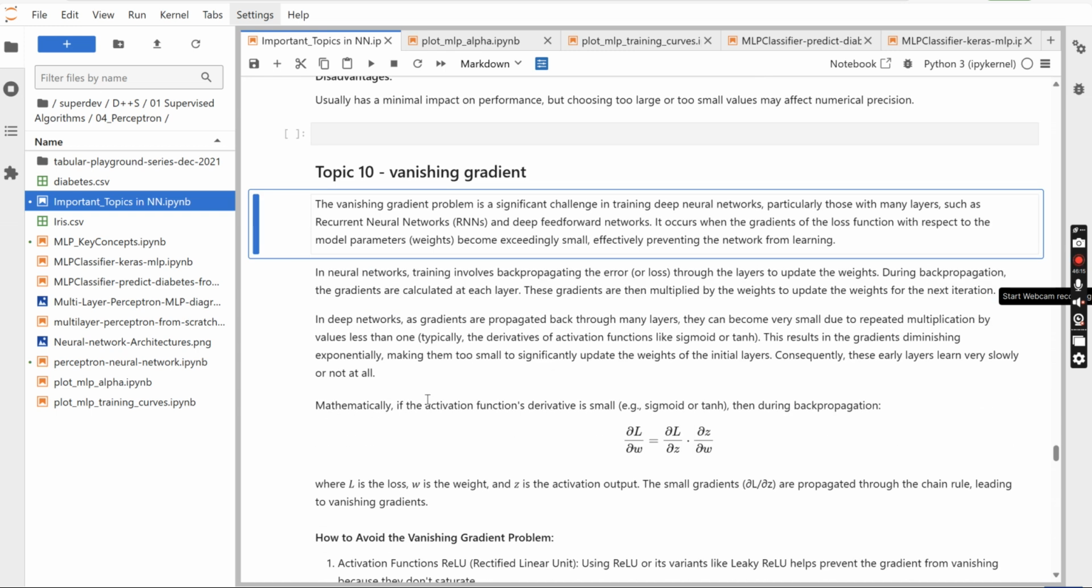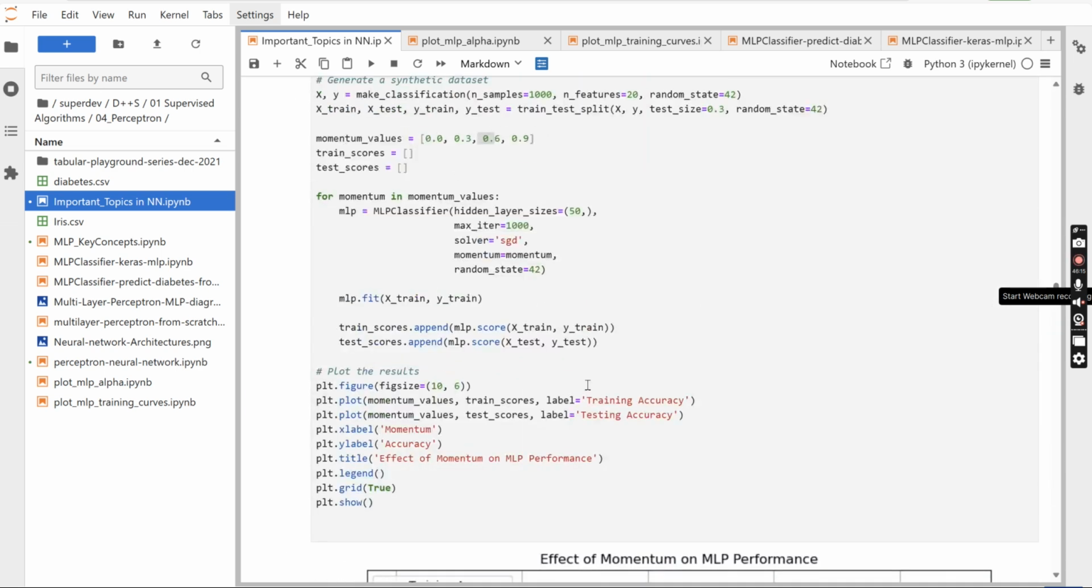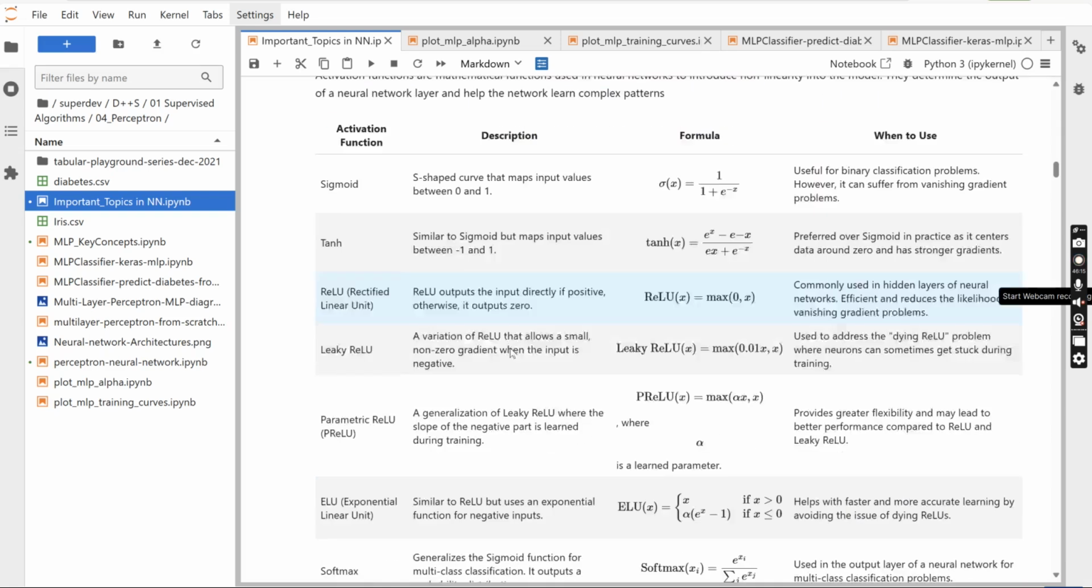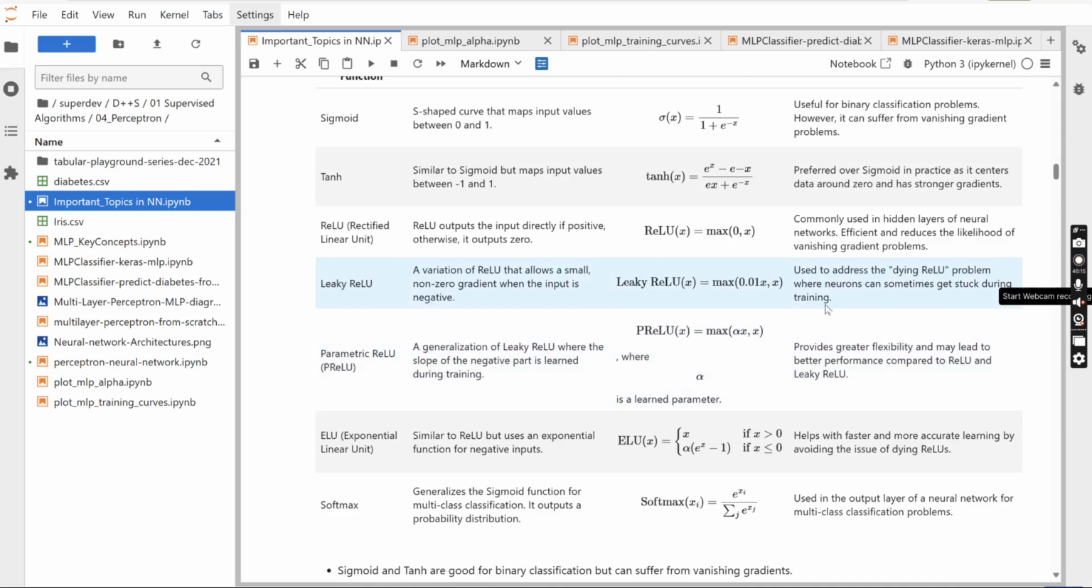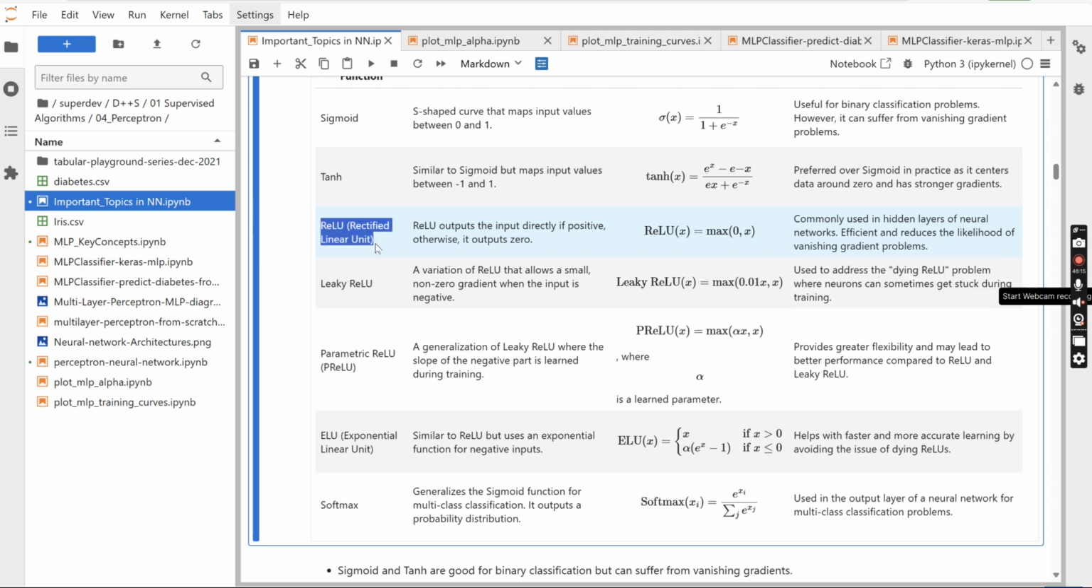How to solve that problem? For vanishing gradient, we saw above that you have to modify the activation function. Leaky ReLU solves the dying ReLU problem. For vanishing gradient, you have to use ReLU. ReLU reduces the likelihood of vanishing gradient.